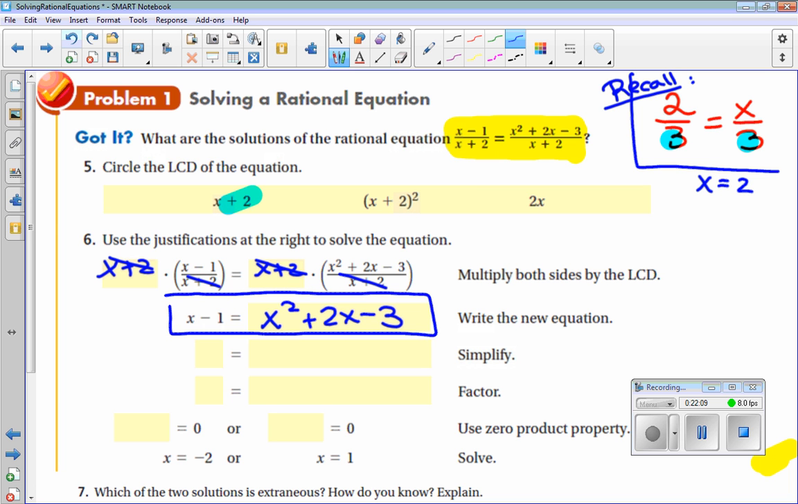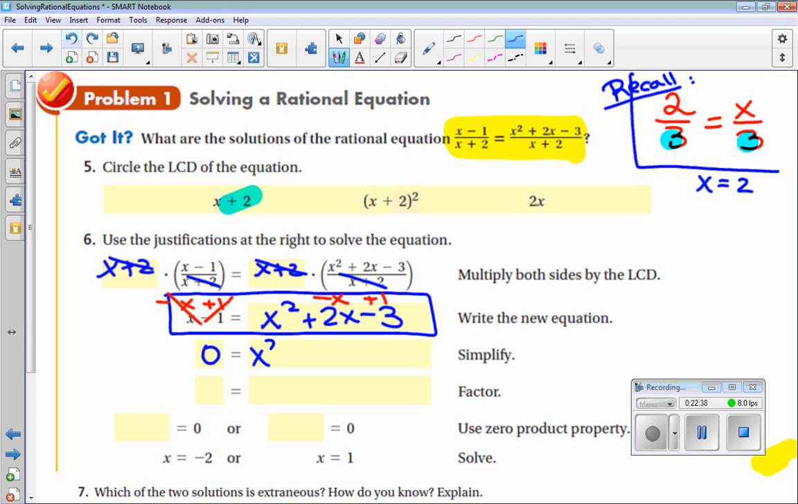This looks like something we did a couple of months ago. What kind of equation is it? Quadratic. How do I solve a quadratic equation? Very good. I'm going to get it equal to 0. So I'm going to move the x over, so I'm going to subtract the x from both sides. And I'm going to add 1 to both sides. So what do I have on the right-hand side?